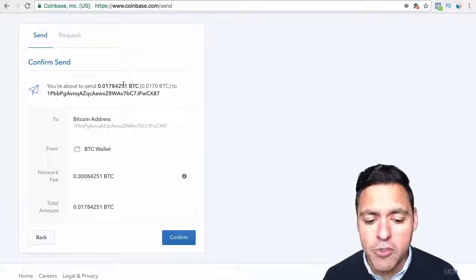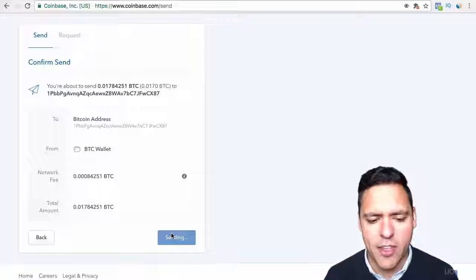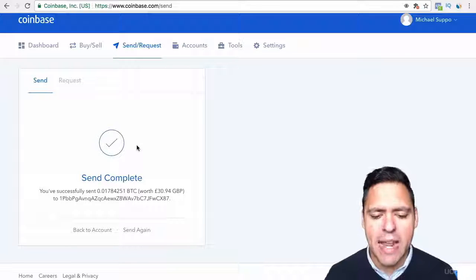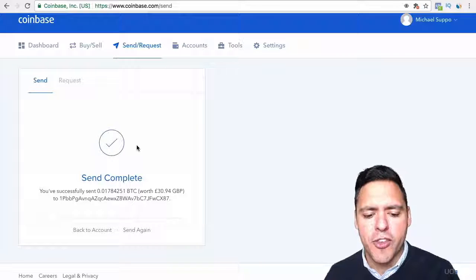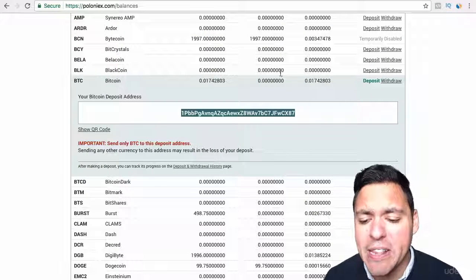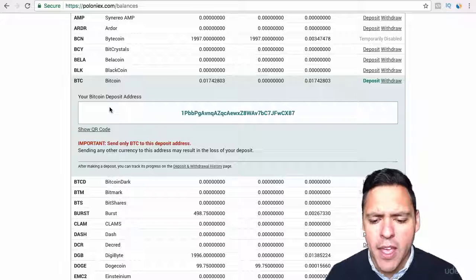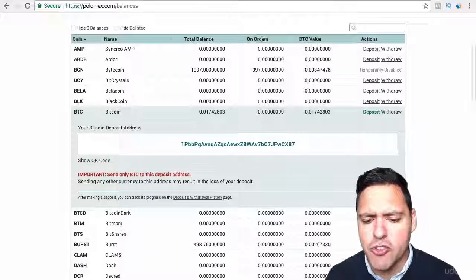Then it will ask you to confirm the send. Are you happy with what you see? Yes. Confirm. Send complete. Now it has been transferred over to Poloniex. It will take about 15 minutes for this to actually show in your account, so don't be worried if it doesn't show straight away.